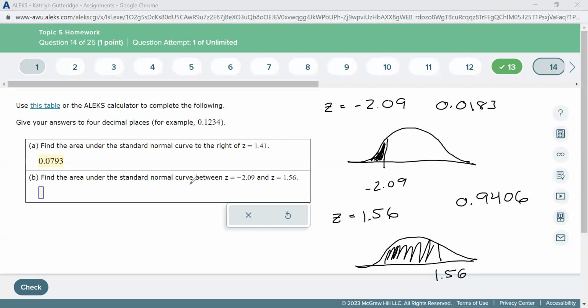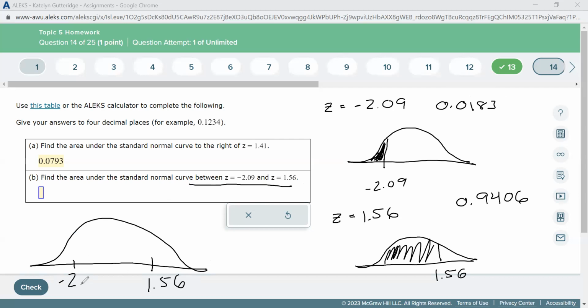We need to find the area between. So if I'm thinking of my curve, we have 1.56 on the right side, negative 2.09 on the left, and we're trying to figure out the area between. We know the area from 1.56 to the left all the way to the end. We also know the area of negative 2.09 to the left all the way to the end. So what we need to do is take this chunk of negative 2.09 and take it out of this 1.56. All right, let me color code this and see if it helps.